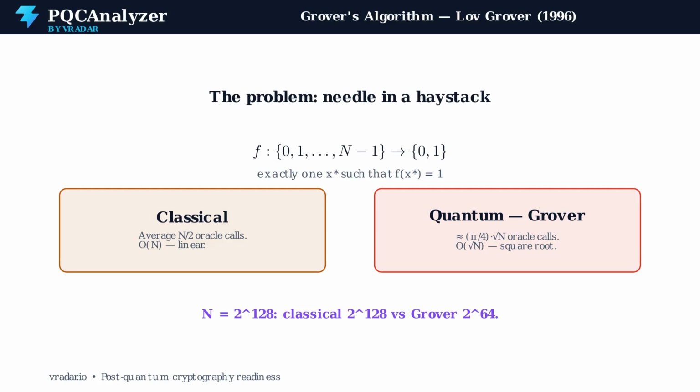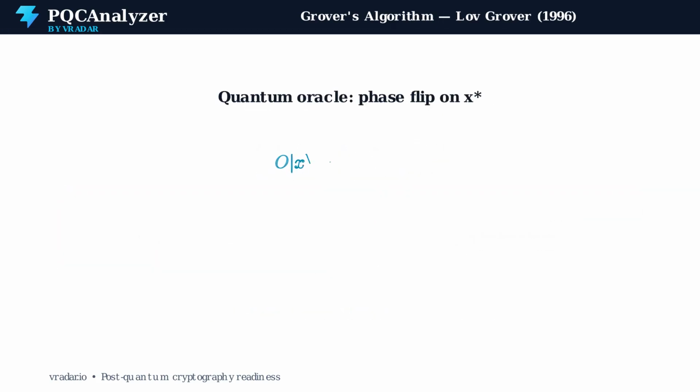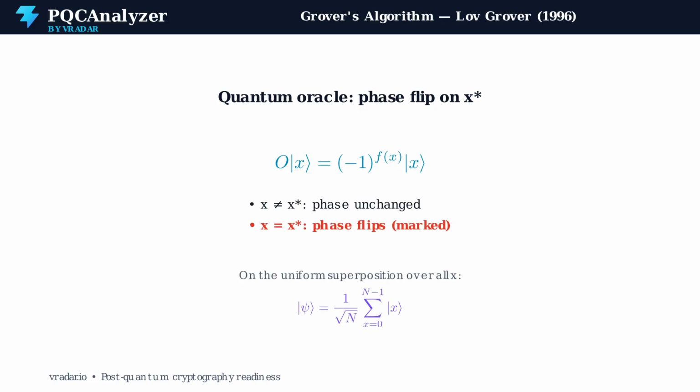For n equals 2 to the 128, classical needs 2 to the 128 calls, Grover needs only 2 to the 64. Grover's quantum oracle phase flips x star. Concretely, O acting on ket x gives -1 to the f of x times ket x. For x not equal to x star, the phase is unchanged. For x equal to x star, the phase flips. On a uniform superposition over all x, the oracle marks exactly one target state without revealing its index.